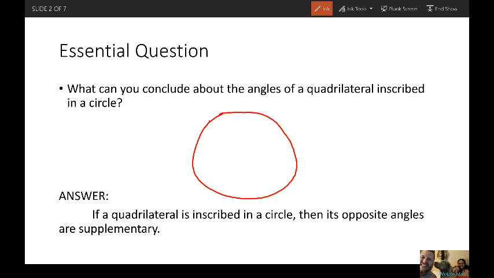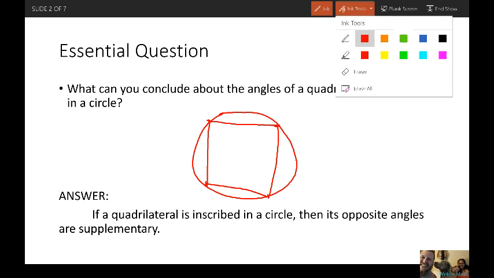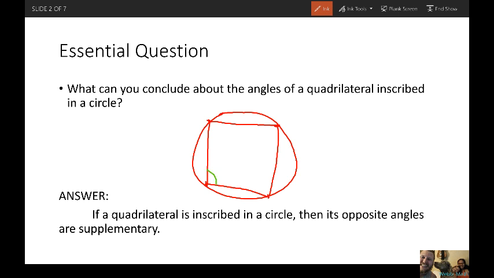Okay, we have a circle, a quadrilateral. Quadrilateral, again, quad means 4. And inscribed means that all the points that create this quadrilateral are on the outer edge of your circle. And they're basically saying that this angle plus this angle, the two opposite angles, both add up to 180.